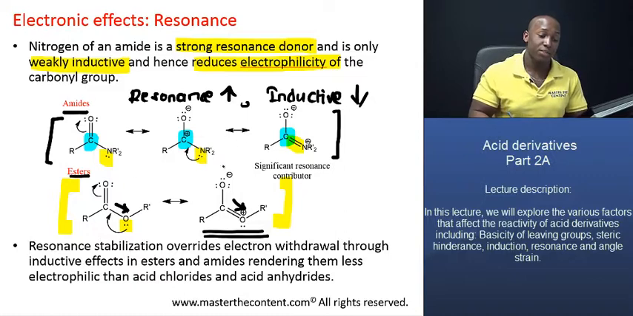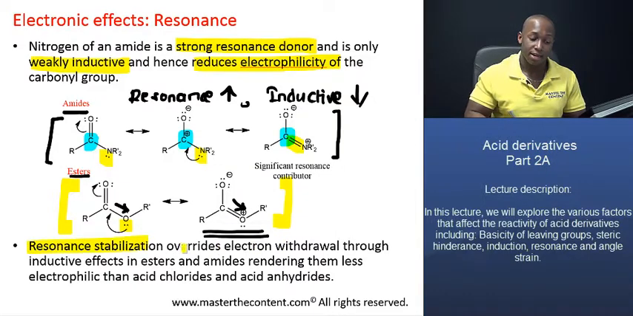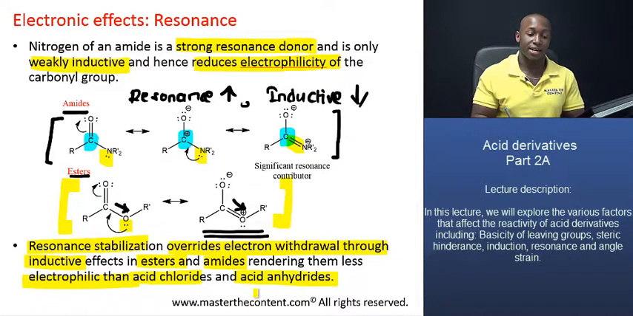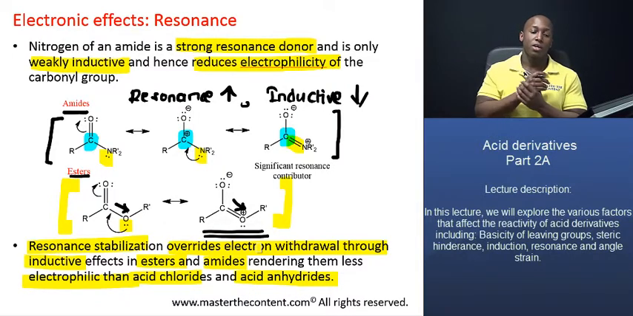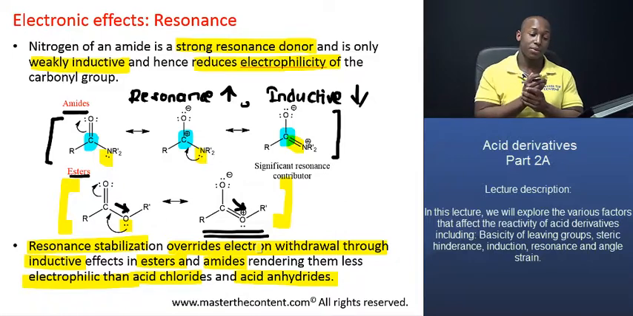So that's pretty much what I want to point out in this slide, is that resonance stabilization actually overrides electron withdrawal through induction in the case of esters and amides, which makes them less electrophilic than acid chlorides and acid anhydrides. So I hope that you are understanding what we're talking about in this case.